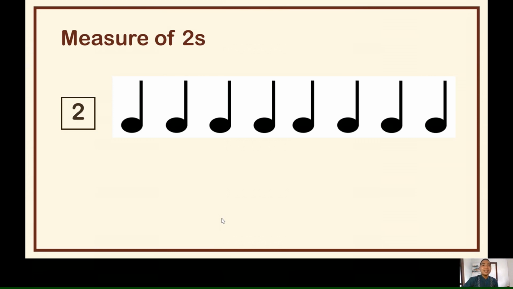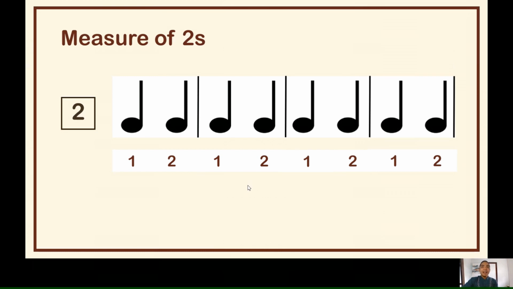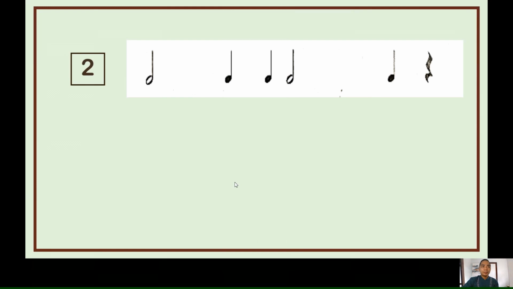So let's start. We can see here that all of the notes are quarter notes, which get 1 beat each. Let's start counting with the first note. So it's 1, 2. We already have 2 beats, so we put a bar line after the second beat. Next, 1, 2, bar line. Next, 1, 2, bar line. 1, 2, and bar line. So it's very easy. Let's try the next rhythmic pattern.